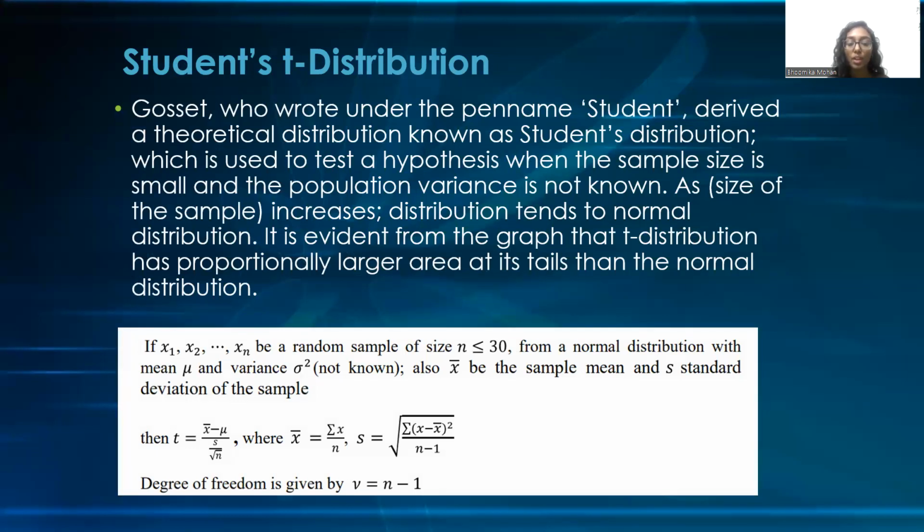If x1, x2, and so on till xn be a random sample of size n less than or equal to 30, from a normal distribution with mean mu and variance sigma square not known, also x bar be the sample mean and s standard deviation of the sample, then t equals (x bar minus mu) by (s by root of n), where x bar equals summation x by n, and s equals root of summation (x minus x bar) the whole square by (n minus 1). Degree of freedom is given by v equals n minus 1.